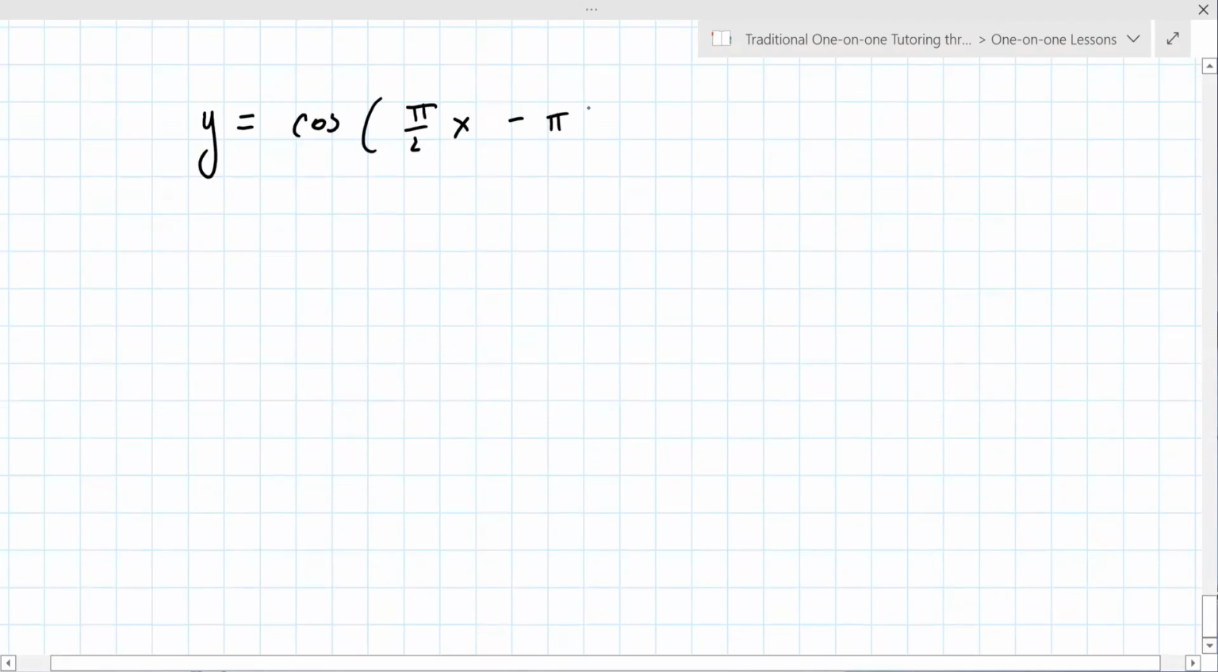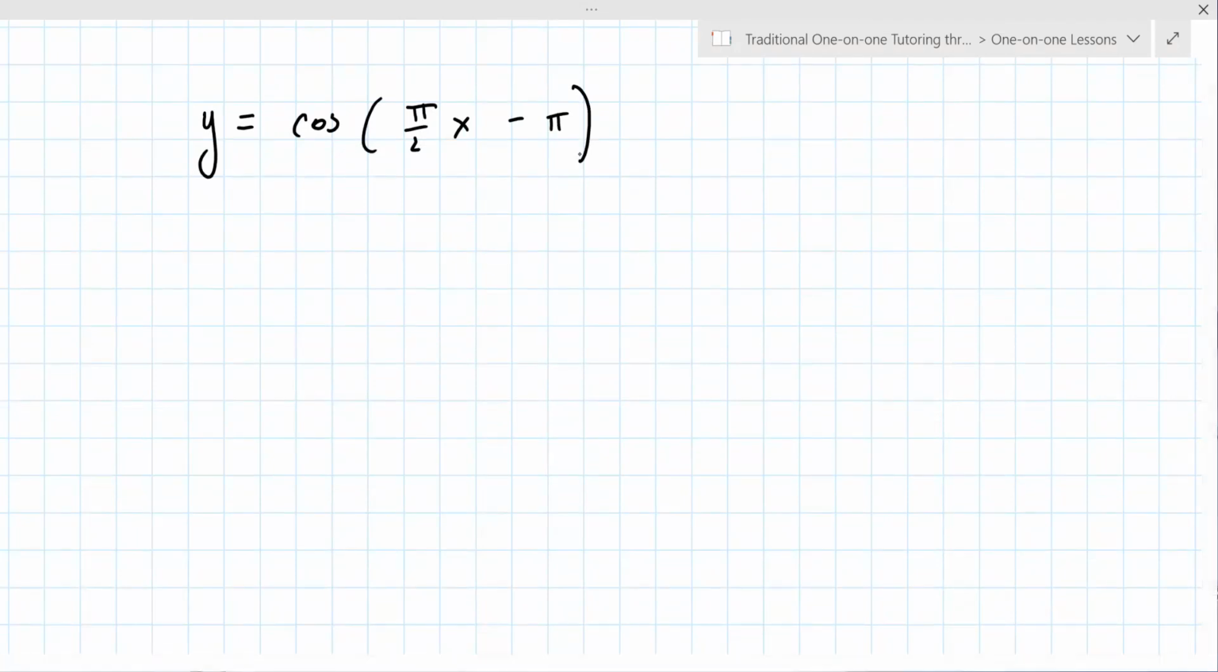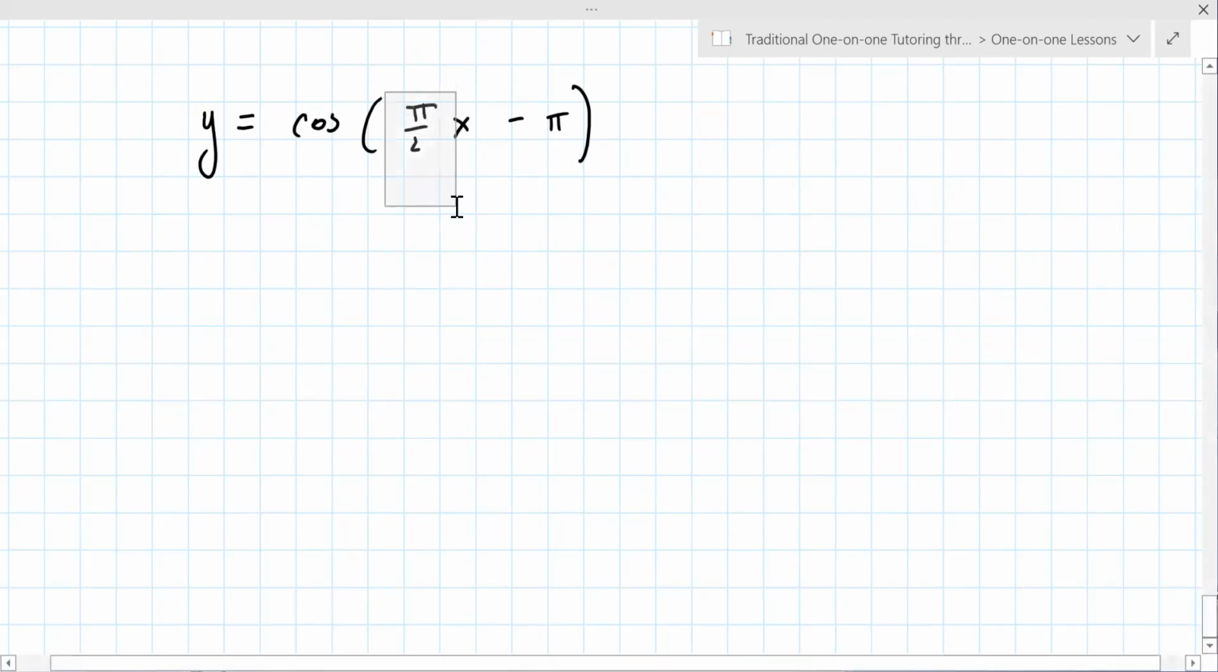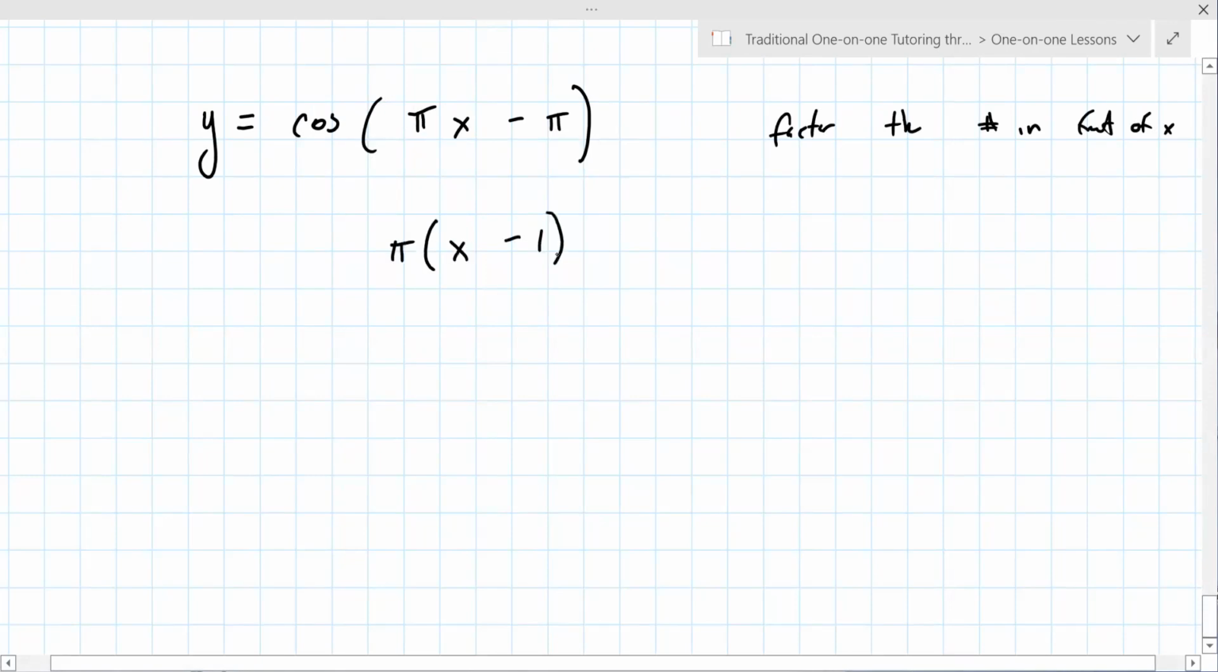Let me just see if this works. This might be too complicated. Let me just make this pi out in front. Okay, for our first example. Whenever there's a number in front of x that isn't a 1, you need to factor out the number in front of x. So in this case, it's pi times (x minus 1), like that.